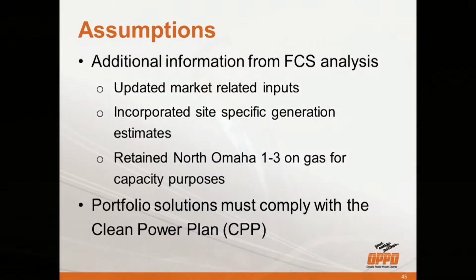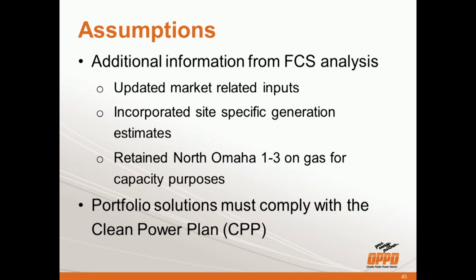And then we did go ahead and update the model that the board made the decision to retain North Omaha 1 through 3 on gas for capacity purposes, as that was a low-cost capacity option from the time we made the decision in June. We also told the model we don't want to entertain anything that does not comply with the Clean Power Plan. So that was a requirement. Obviously, there's a lot of uncertainty regarding the Clean Power Plan, but we did not want to be in a situation where we weren't potentially ready to react to that in a prudent way.